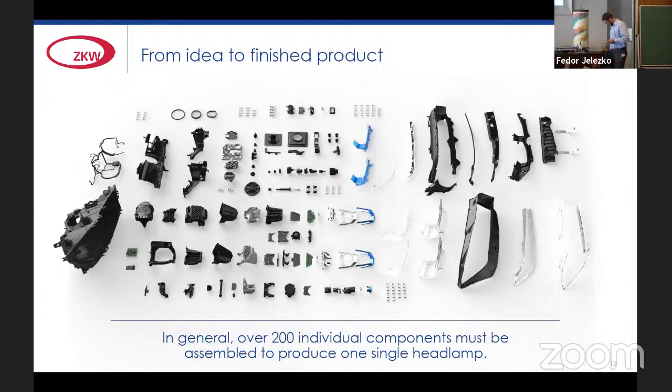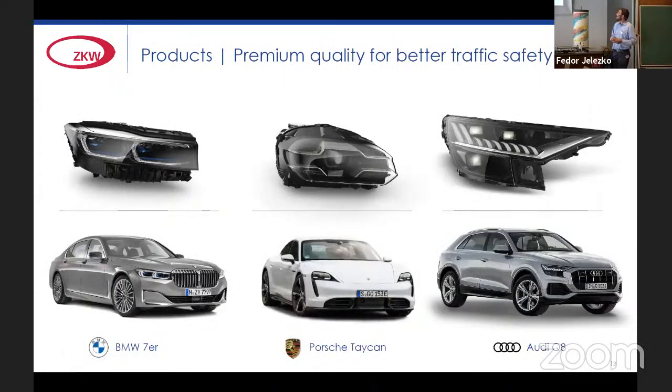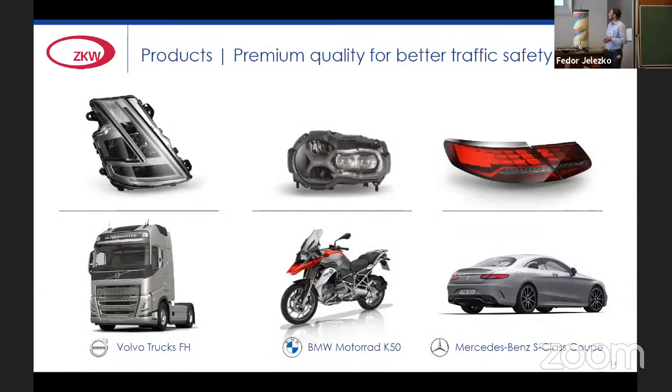And the headlamp is a very complex thing. And this is why we need a lot of intelligent people, because you see this is a modern headlamp consisting of different things that have to be simulated, that have to be produced, that have to be constructed. And yeah, all these things need a lot of knowledge. So these are some of the headlamps we produced already for some customers like BMW, Porsche, Audi. This is very recent, but also trucks, motorcycles, yeah, rear lamps, everything you can imagine.